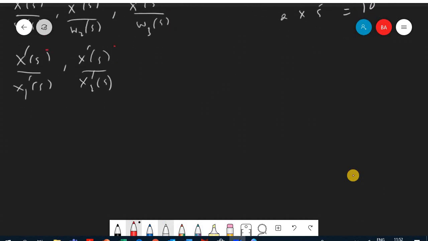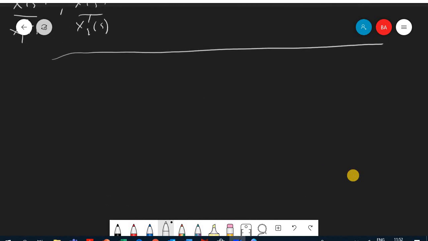Was my aim to find out the transfer functions? No, that was not my aim. My aim is to do the state space modeling of the system, right? That is my goal. And if this is my goal, I need to put things according to my goal.